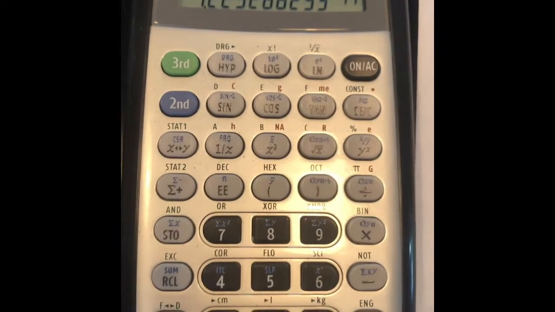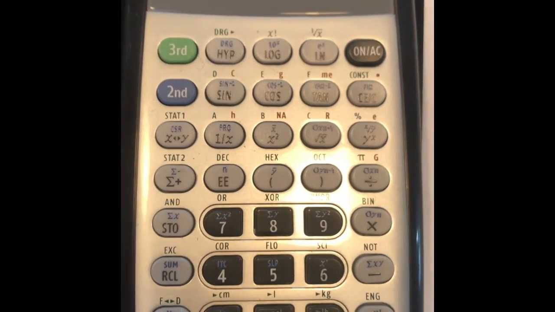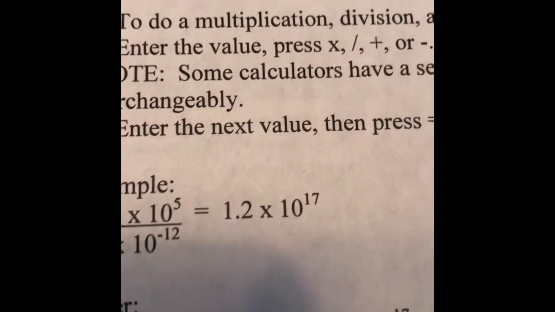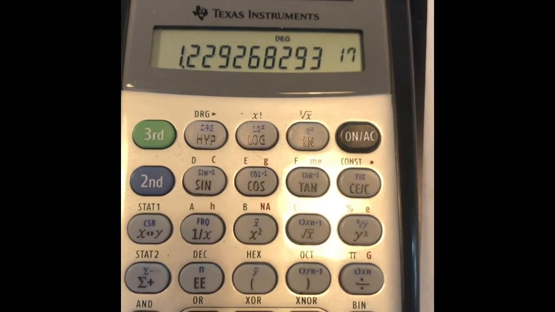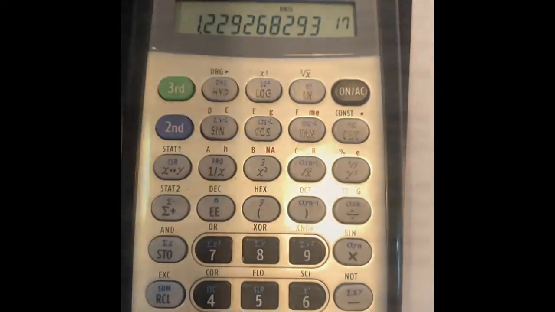Whole bunch of decimal places, we'll round them, we'll learn how to round later. And that 17 is not raised to the 17th, it's 1.2 times 10 to the 17th. So you have to recognize when you see that on your paper, you write 1.2 times 10 to the 17th. Okay, give it a try.